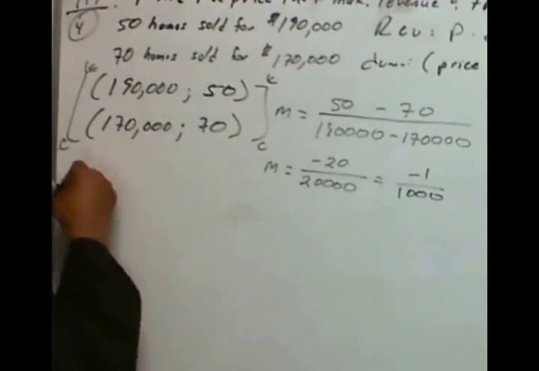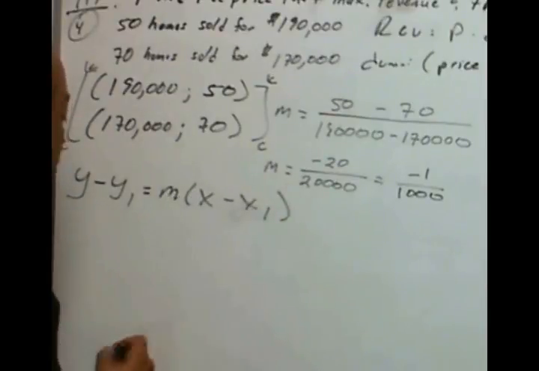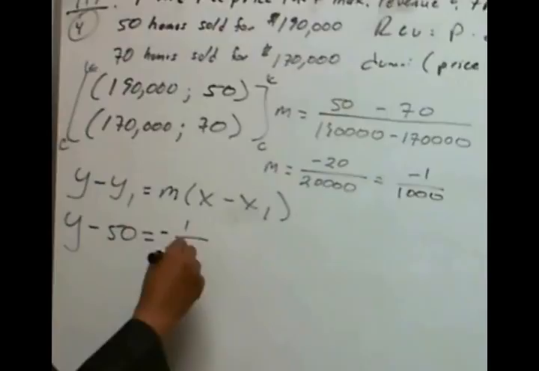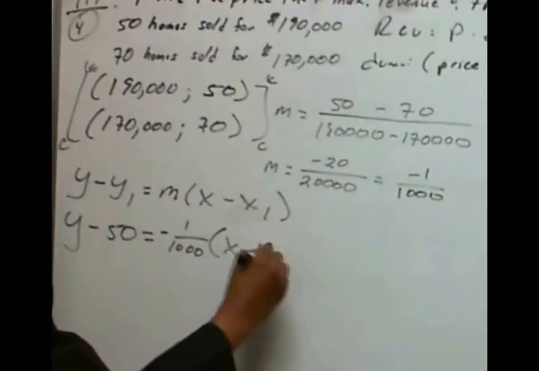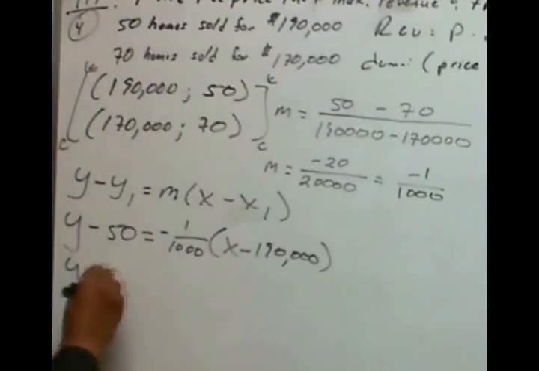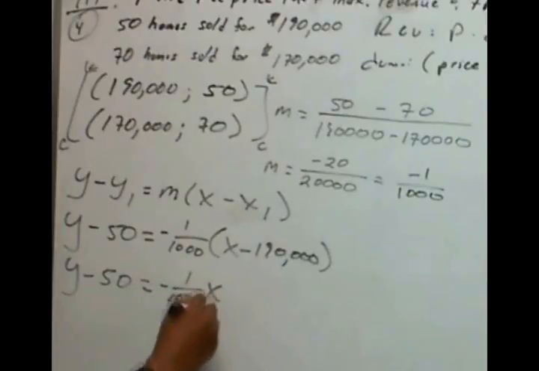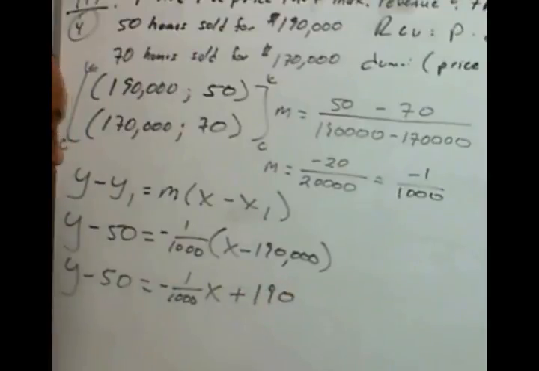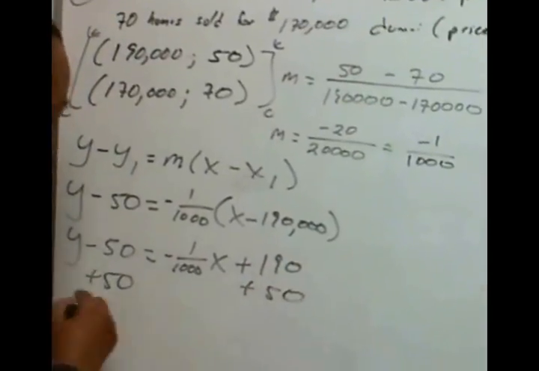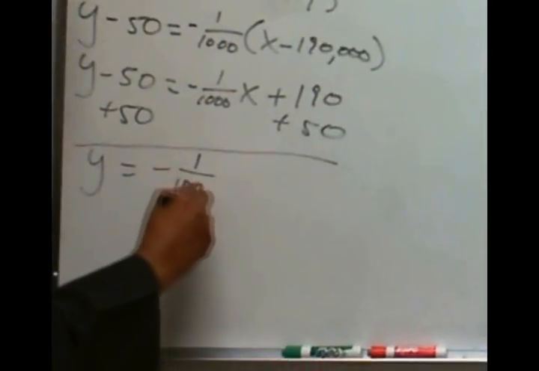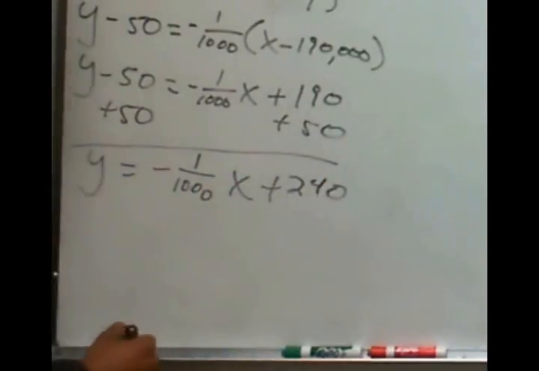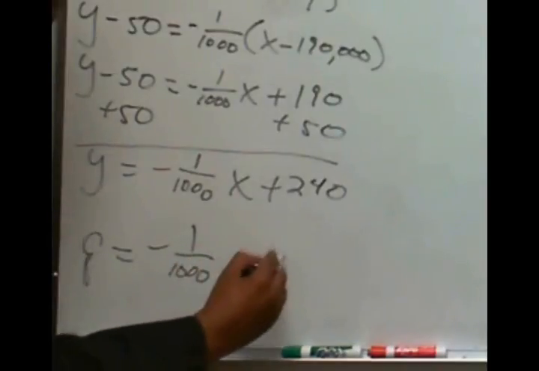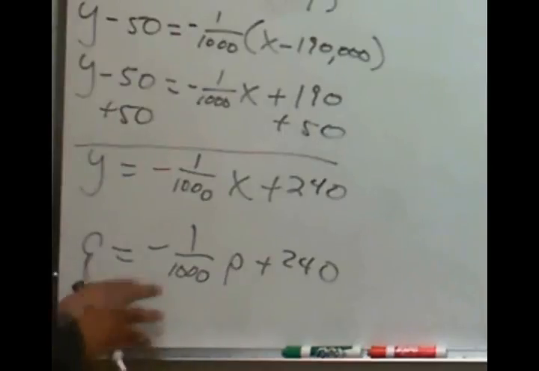Now, let's build that equation. So we have y minus y1 equals m times x minus x1. For y1, let's use this one right here, which will be 50. The slope will be negative 1 over 1,000. And my x1 will be 190,000. Let's distribute this, and we'll get negative 1 over 1,000 next to x. A negative times a negative here will give me a positive, and the 3 zeros will knock out the 3 zeros there, leaving me with 190. Now I add 50 to both sides, and I get y equals negative 1 over 1,000 x plus 240. So this is the demand function, which is regarded as Q equals negative 1 over 1,000 P plus 240.